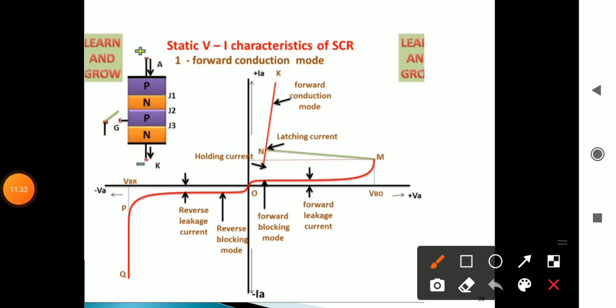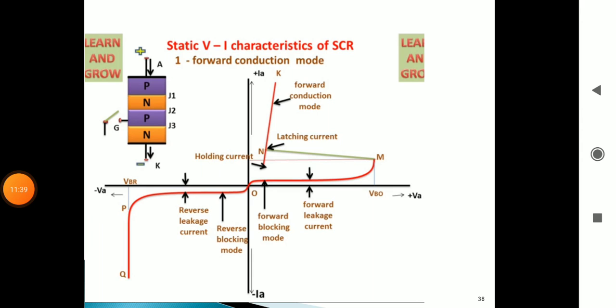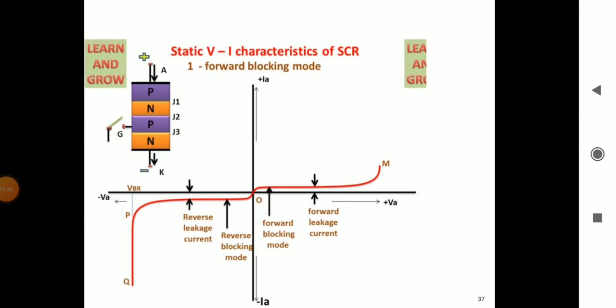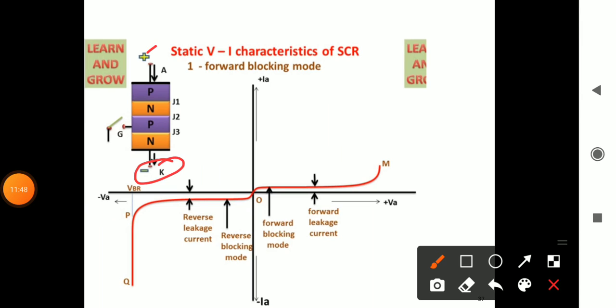Here also the same thing. See, in forward blocking mode, anode is connected to the positive terminal, cathode is connected to the negative terminal. J1 and J3 are forward biased. A small amount of leakage current will flow in the SCR, but J2 is in reverse bias.